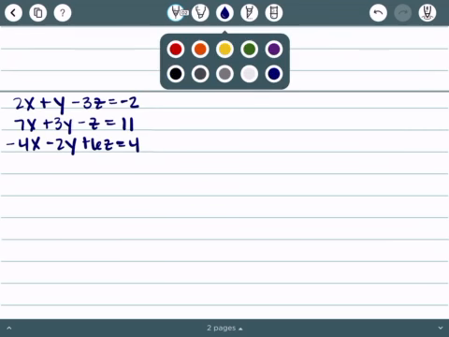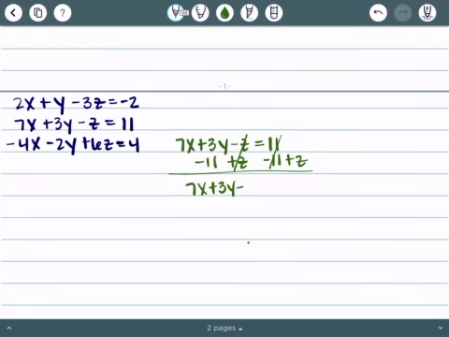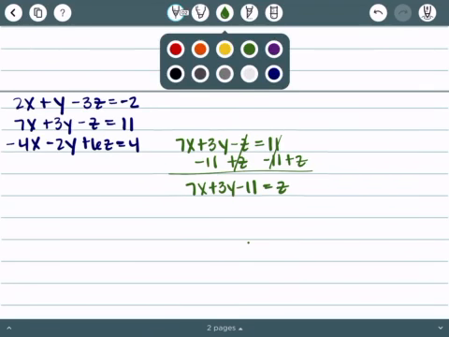Okay, so the top of our diamond is us solving for our letter. So the only letter without a coefficient is our z in the middle equation. So we have 7x plus 3y minus z equals 11. You can either subtract your 7x, subtract your 3y, and then divide everything by negative 1. Or actually what's easier is we're just going to plus z and minus 11. So we're just going to flip our z and our 11. So this is now 7x plus 3y minus 11 equals z, which is a lot easier.